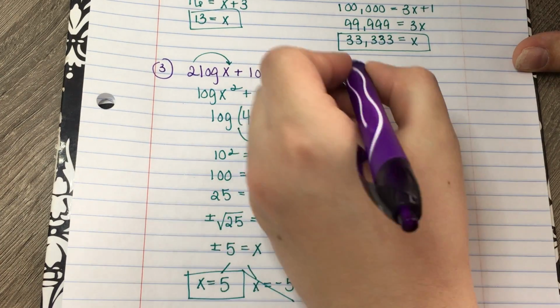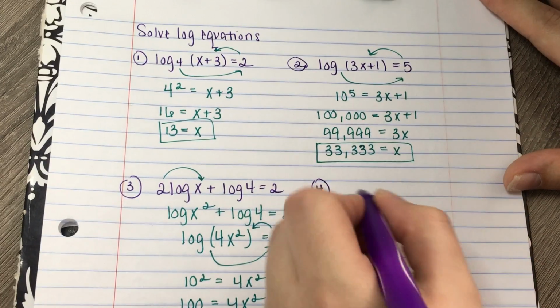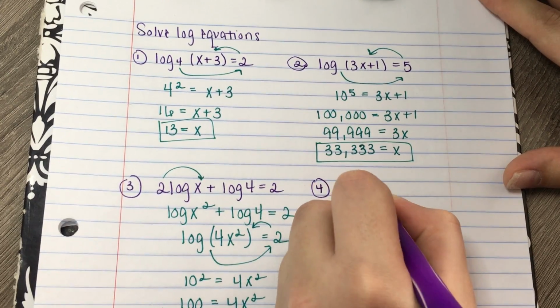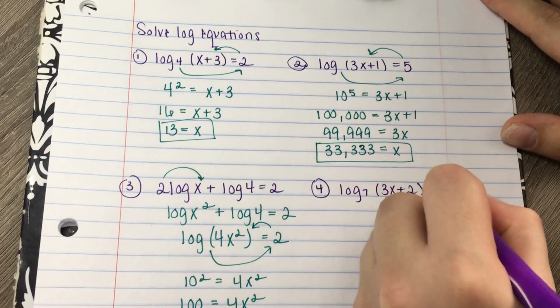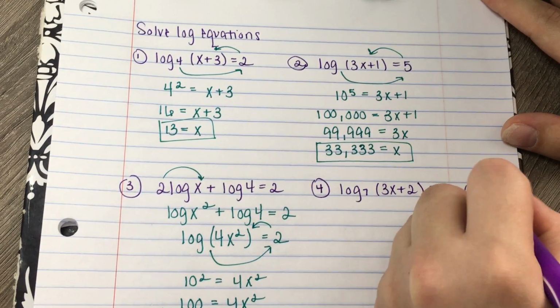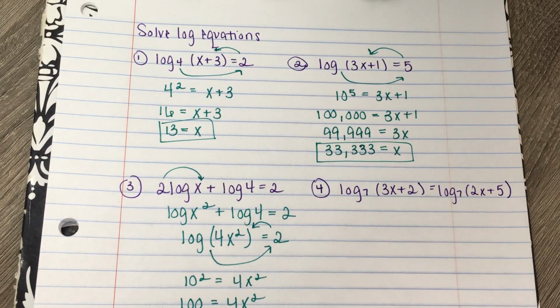And then here's our last one, and we're going to make it just in time. Under 30 minutes was the goal today. And we have log base 7 of 3x plus 2, and that is equal to log base 7 of 2x plus 5. And then this is our last type of log equation we're going to go over.